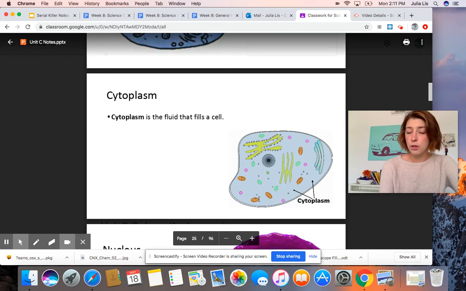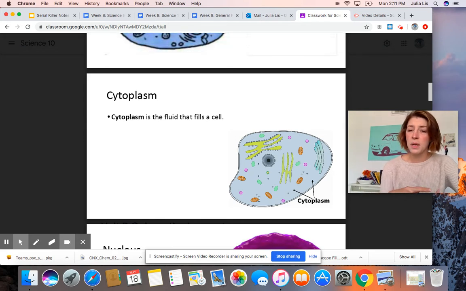There is then fluid inside the cell, and it holds all the organelles, the structures within a cell, in place. There's also some nutrients and filaments inside what we call the cytoplasm. So the cytoplasm is the fluid inside a cell.